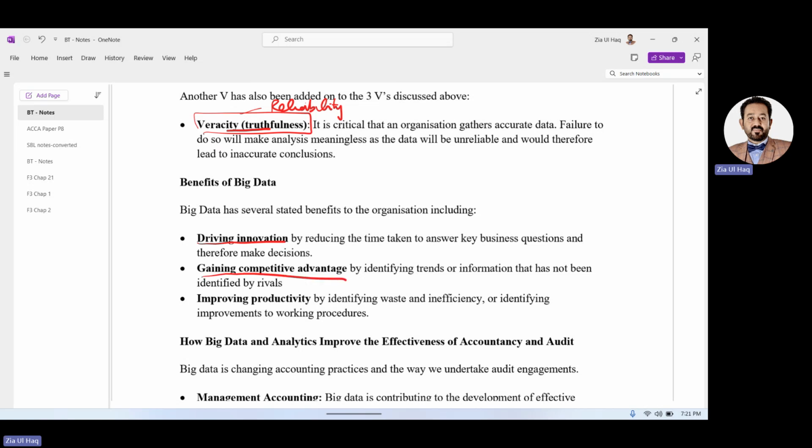Obviously, you are using customer information. Through this, you can make better decisions. Through innovation, you are performing better than competitors, having competitive advantage over them, and improving productivity. If you are managing big data properly, this will help improve productivity, meaning your business efficiency will be improved.